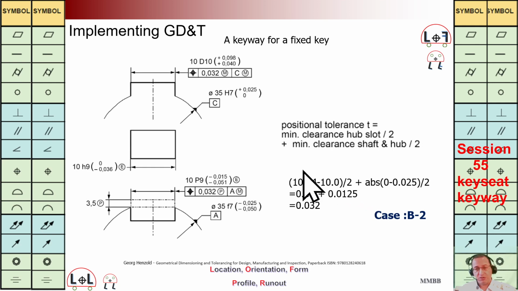The first part we have calculated in case B1, and the second part is the minimum clearance between shaft and hub. We can see it is 35.0, it is 35 minus 0.025 divided by 2. We have this value. The summation of these two values is 0.032.